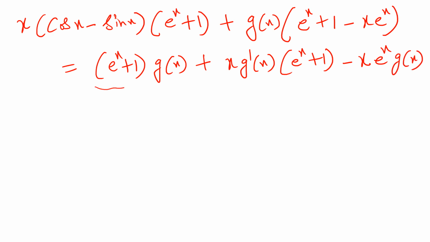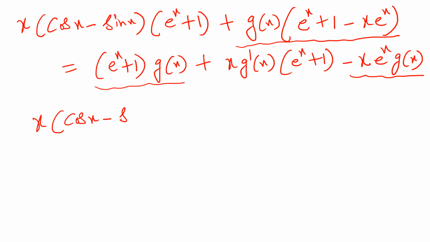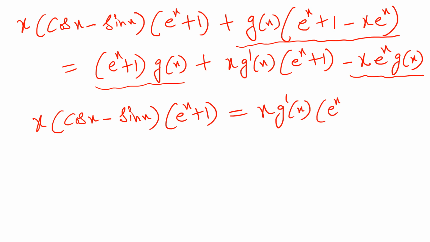Now students, if you collect these two terms by taking out g of x common, then these two terms will cancel with this term on the left hand side because both of them are same. So now you will be left with x into (cos x minus sin x) into (e^x plus 1) equal to x into g dash x into (e^x plus 1).